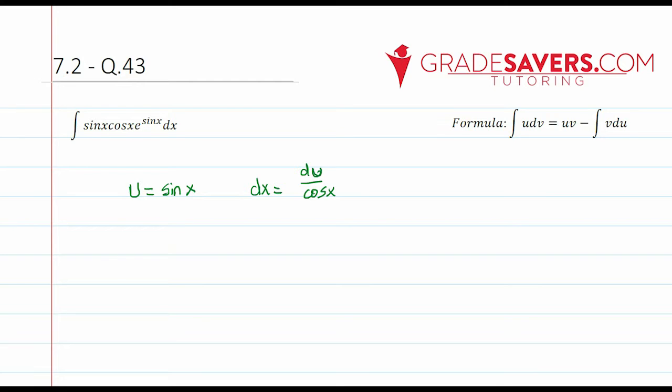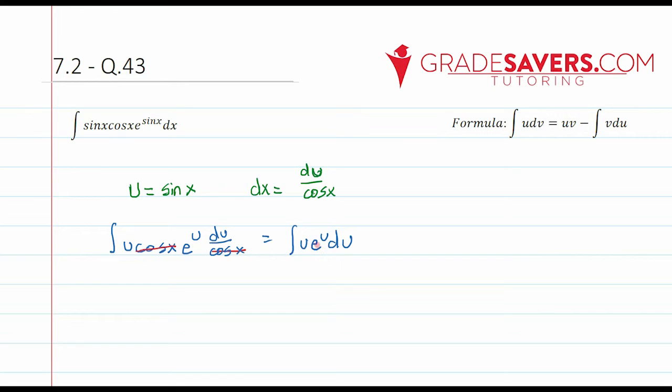So our integral reads, sine x can be replaced with u, cos x cannot be replaced by u or dx, so we can leave our cos x in place, and e to the sine x becomes e to the power of u, and dx is replaced by du over cos x. And we see here that this cos x and this cos x here will cancel out, so the integral that remains is simply the integral of u e to the u du.